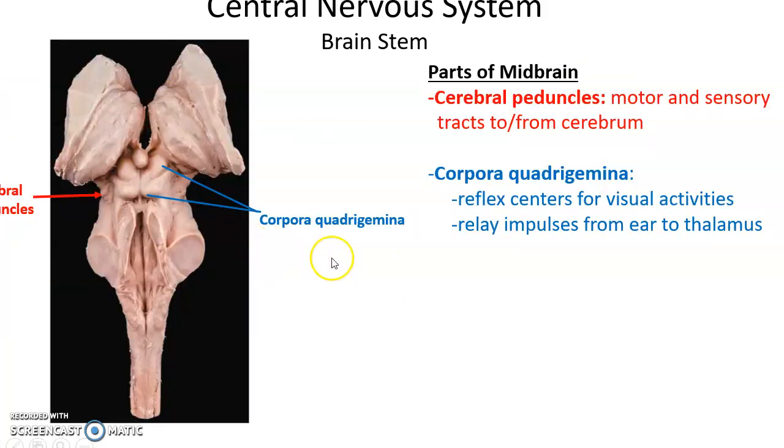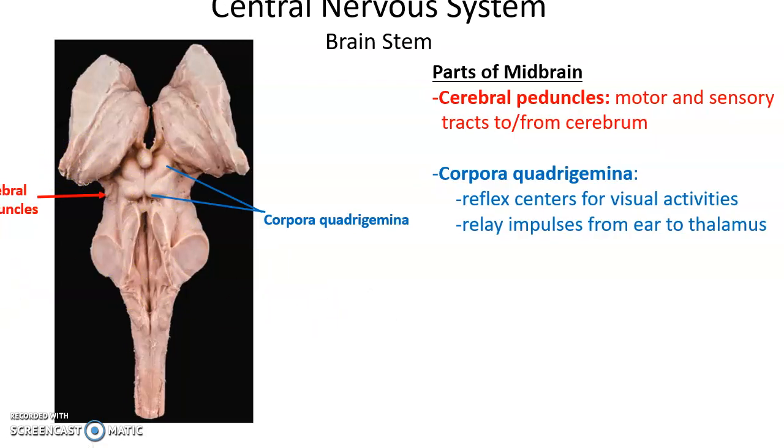The midbrain, on its posterior side, has these four little bumps. These four little bumps are called the corpora quadrigemina, and they are where you find the visual reflex center and the auditory reflex center. So those reflex centers are in the corpora quadrigemina.